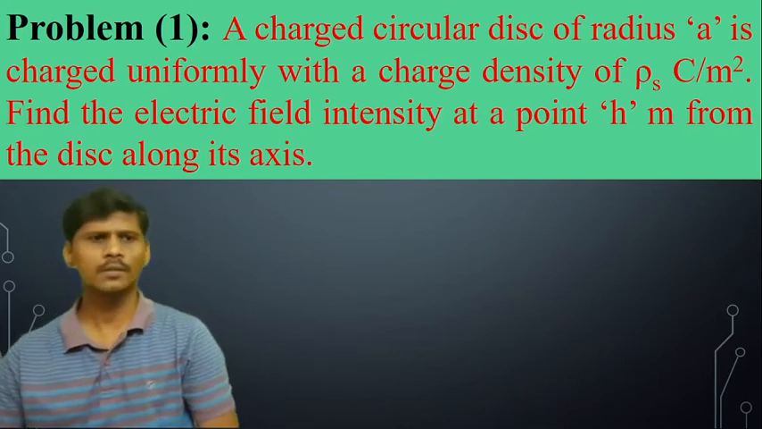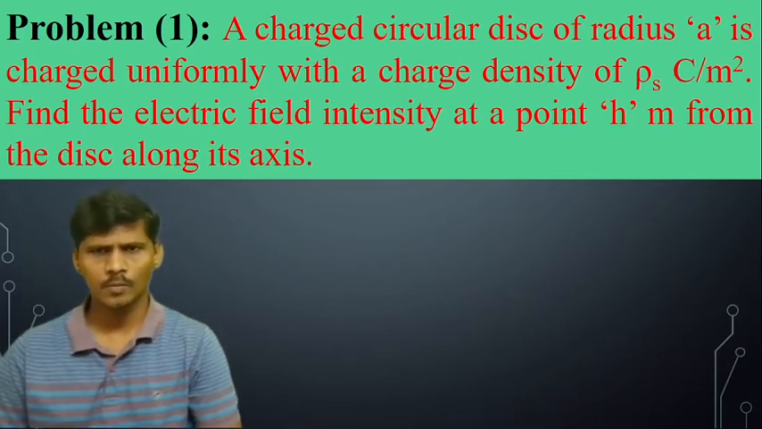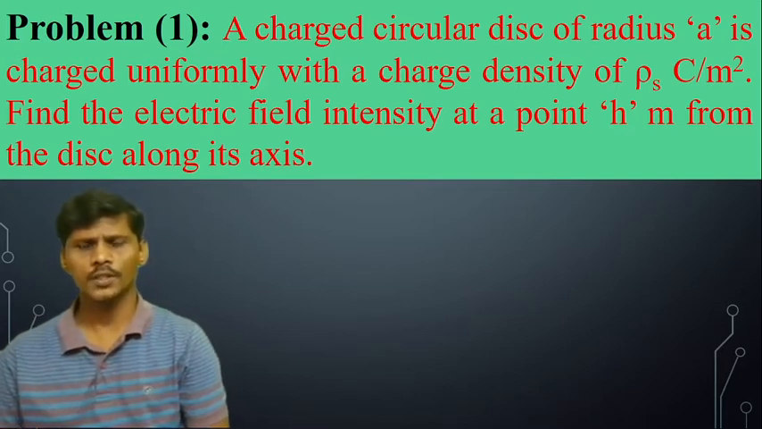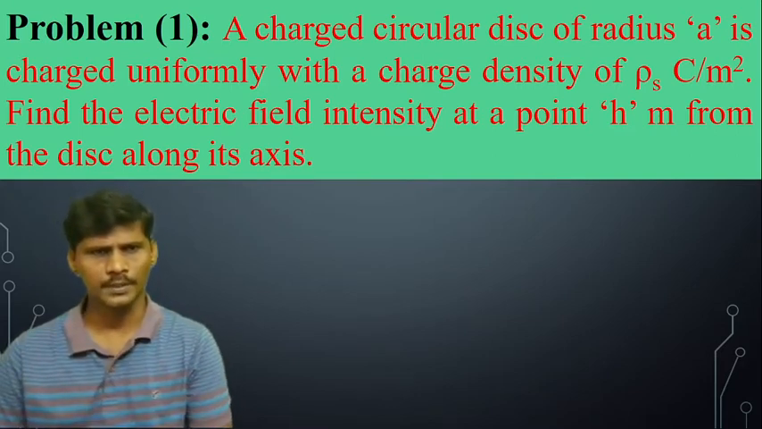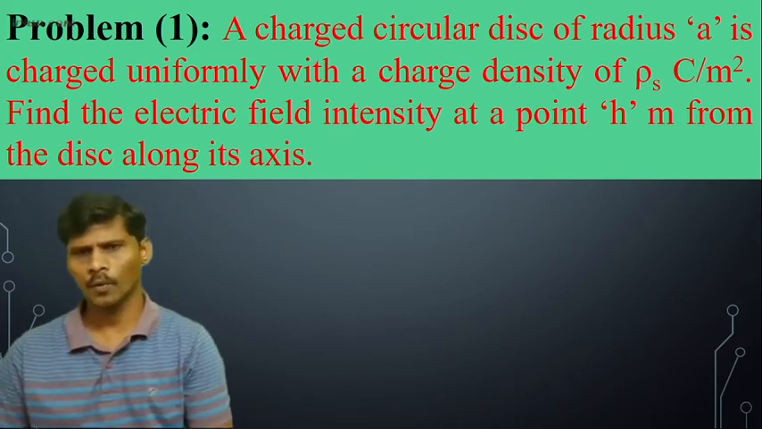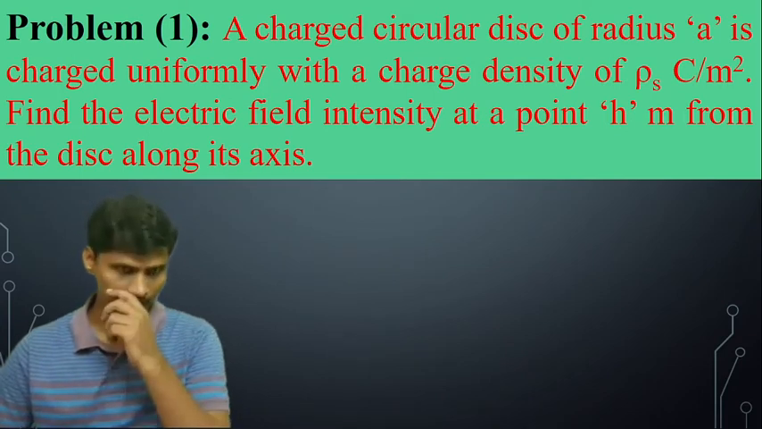Coming to the problem: a charged circular disk of radius a meters is charged uniformly with a charge density of ρs coulombs per meter square. Find the electric field intensity at a point h meters from the disk along its axis.